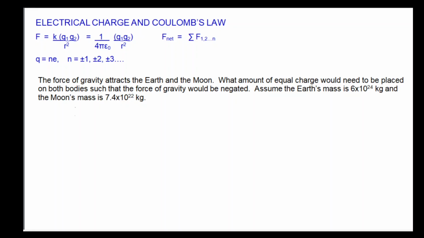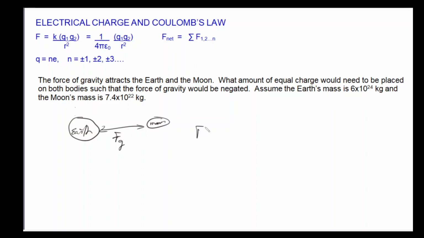Here's our next problem. The force of gravity attracts the Earth and the Moon. What amount of equal charge would need to be placed on both bodies such that the force of gravity would be negated? And the mass of the Earth and the Moon is given. So we have our Earth, and we have our Moon, and right now they're being attracted by the force of gravity. And we want to know what charge we need to put on these bodies such that it would repel and cancel the force of gravity.